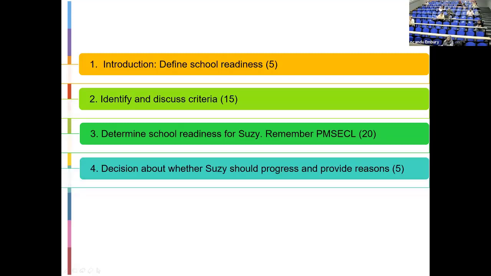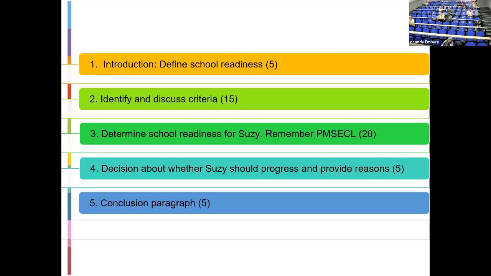Your fourth paragraph, here you make a decision about whether Susie should progress and provide reasons. So you say whether you think she can go to grade 1 and why, or why she should remain in grade R for another year. And then finally, you'll have your conclusion paragraph, which is just the summary of everything you've discussed in your essay so far. You don't include any new points.